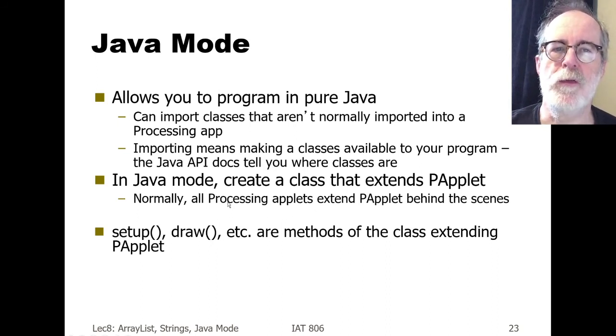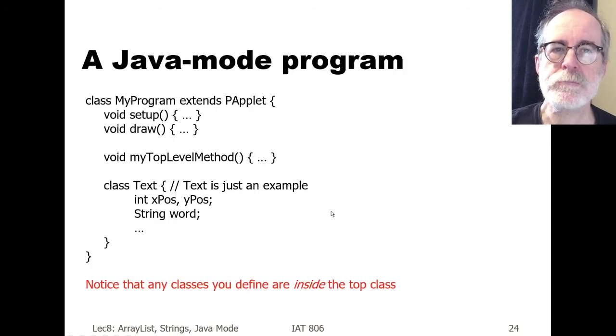And as the little subtext here says, normally all Processing applets extend PApplet behind the scenes. And setup and draw are methods of the class that extends PApplet that you would define in this situation. So here is a sample Java mode program. Class myProgram extends PApplet. You would actually write that explicitly in your code. Void setup, you define that within the PApplet. Void draw, you define that within the PApplet. And what you're doing in this case is overloading PApplet's draw with your own version of it.